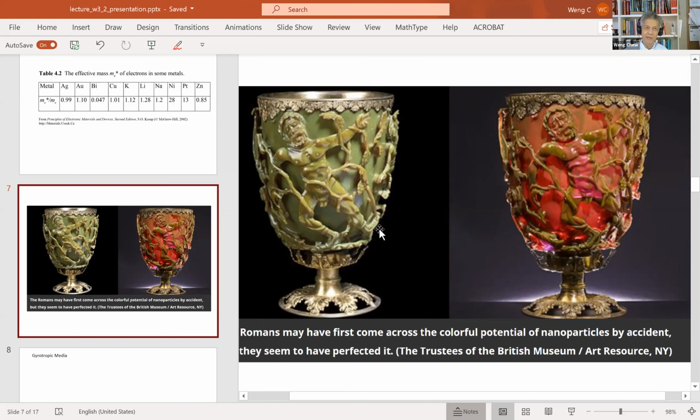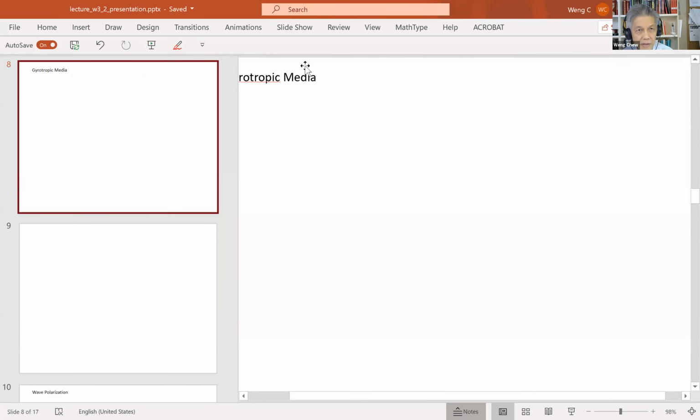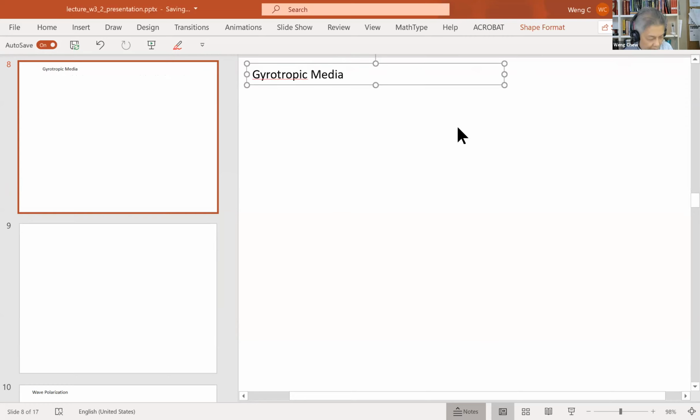I wrote this up in greater detail in the lecture notes, but the physics is very similar, okay? Any questions so far? If not, then let's move on to an interesting topic, which is the case of a gyrotropic medium. Gyrotropic medium is interesting in the sense that the wave would rotate as it propagates.